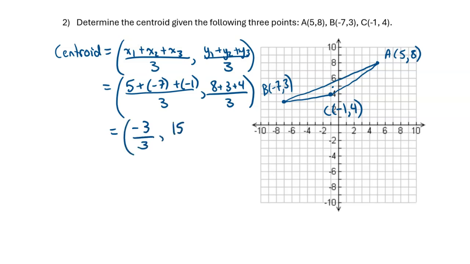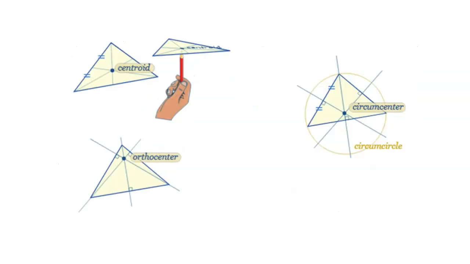So we get -3 over 3, and we get 15 over 3. And this works out really nicely in this case. We get -1 and 5. And so that is the centroid of that triangle. We look back to make sure we're on the right track. And it seems that the point -1, 5 is right about where I thought the centroid should be. And so that would therefore be correct. So the centroid therefore is -1, 5.